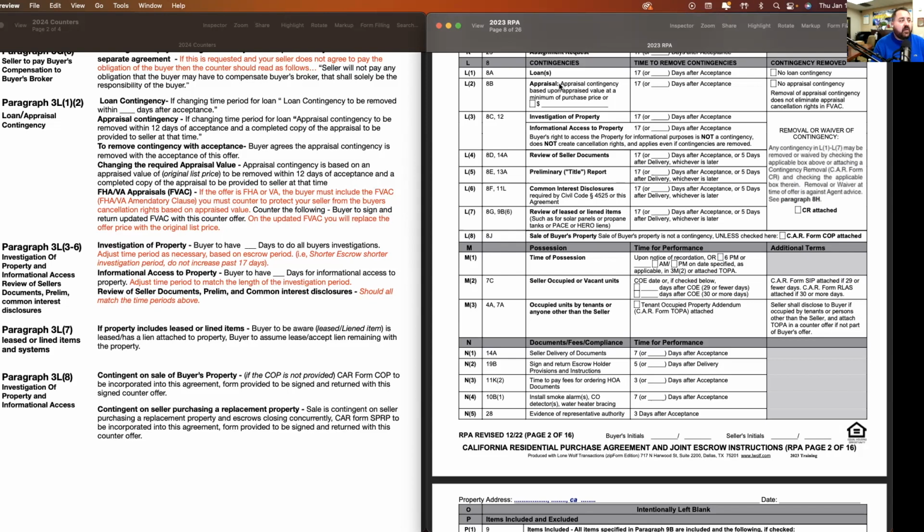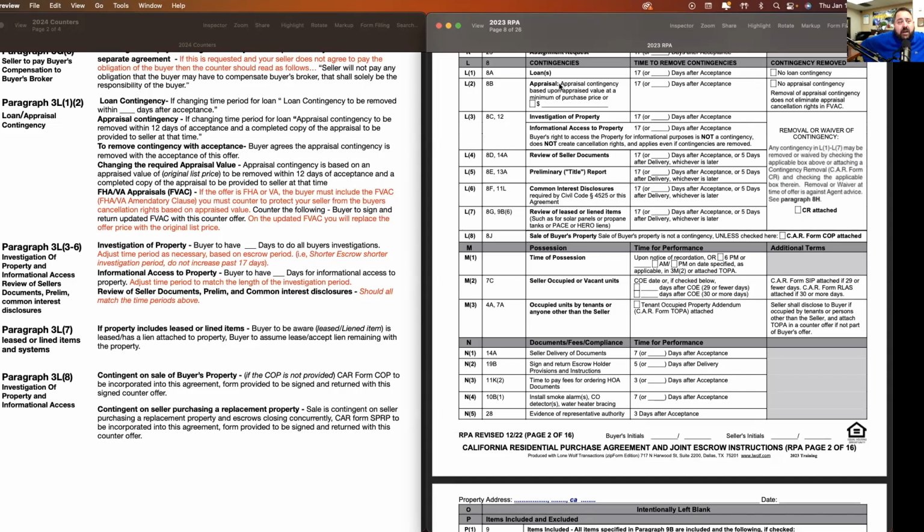If we're doing something different, the appraisal contingency is based on an appraised value of the original list price, to be removed within 12 days of acceptance, and a completed copy of the appraisal will be provided to the seller at that time. And if you're going to change it to a different price, that's it. If it's an FHA or VA, right, because you have to include the FVAC if the price is changing. So I get an offer for $600,000, I'm countering you back at $620. My FVA form that we have is at $600. I'm going to counter you back that the buyers are to sign and return an updated FVAC with this counter offer for the correct price.